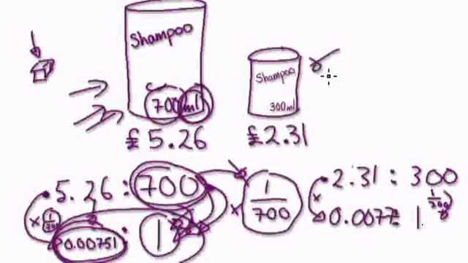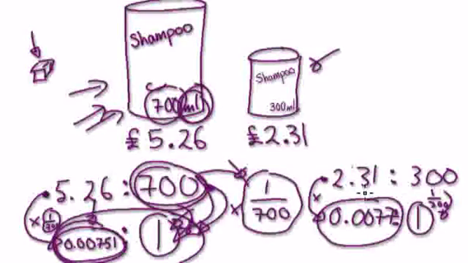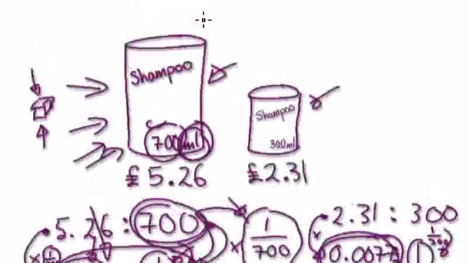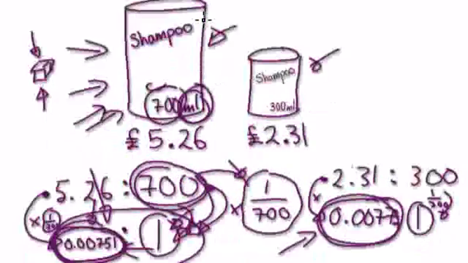Over here, the small version, it will cost you this much money to buy 1 milliliter of the same shampoo. So you see, this number here is smaller, meaning it's cheaper for you to buy one cube here. Over here, it costs you more because this number is bigger than this number. So again, this proves that the big version is better value for money.